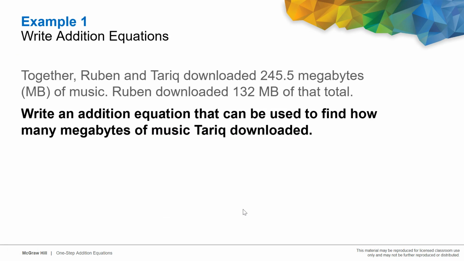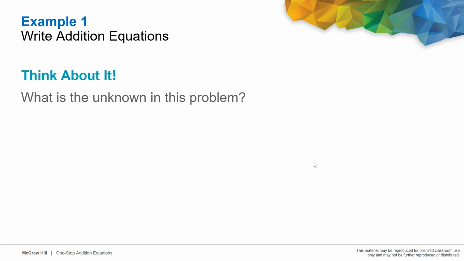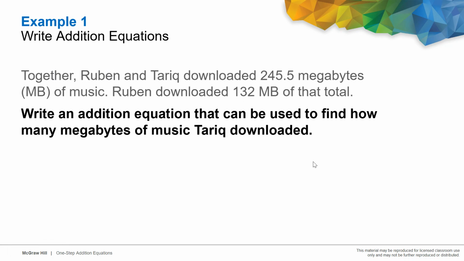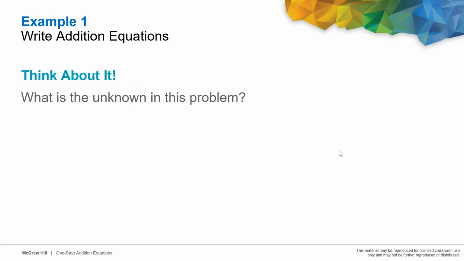All right, so here's another example. We are going to write more addition equations. Together, Ruben and Tarek downloaded 245.5 megabytes (MB) of music. Ruben downloaded 132 megabytes of that total. Write an addition equation that can be used to find how many megabytes of music Tarek downloaded. What is the unknown in this problem? Well, it is how many megabytes of music Tarek downloaded.